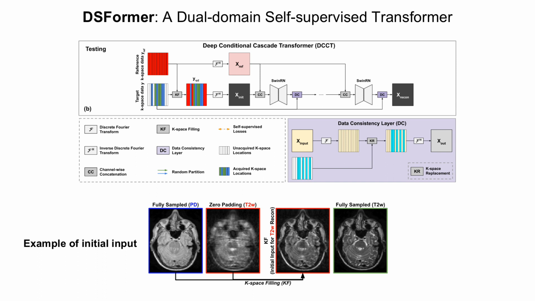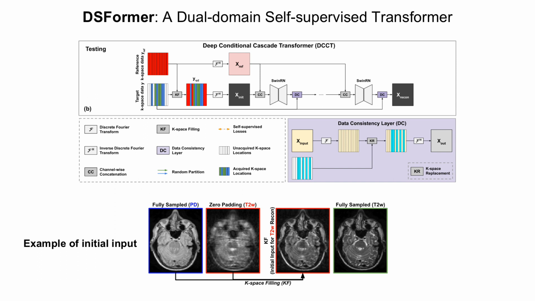The reconstruction network input consists of a target domain, which is a slow MRI protocol that requires acceleration, and a reference domain, which is a fast MRI protocol that does not require acceleration. To enable high-quality initial input to the network, we propose to fill the unacquired k-space data of the target contrast with reference contrast k-space data. An example of k-space filling is shown here, and the initial input of the accelerated T2 image is significantly improved using this strategy.